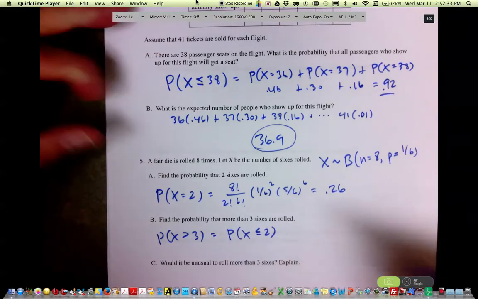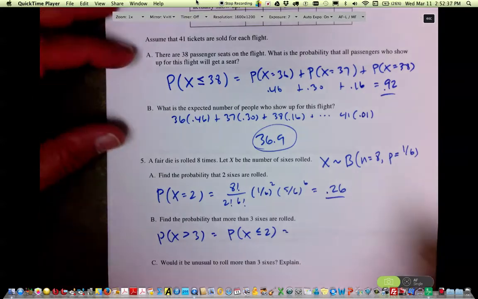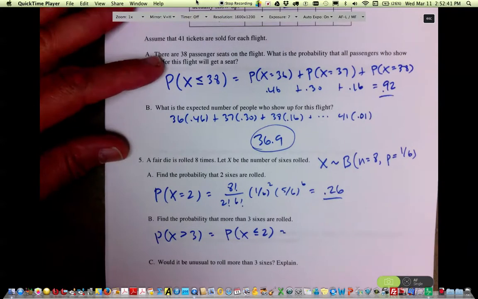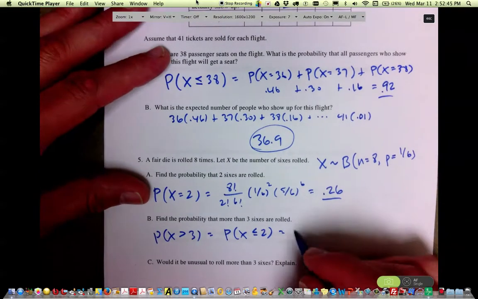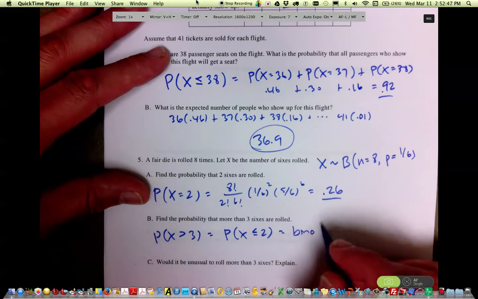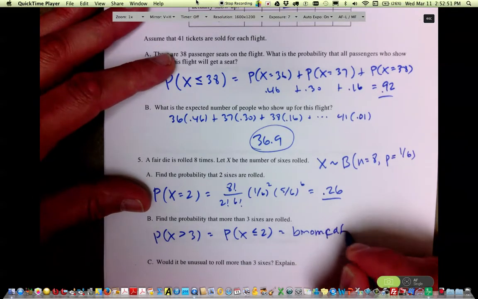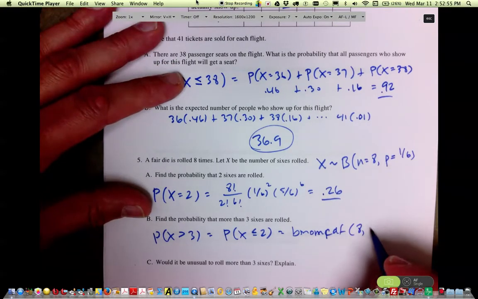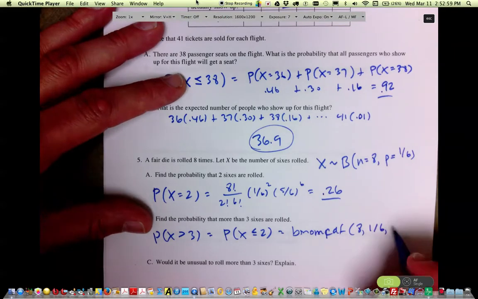All right, there's 2 ways that I could do this. One is I find the probability of exactly 2. I could also add the probability of none plus the probability of 1, and that would give me the total answer. All right, but I want to show this one on the calculator. So this is going to be a binomial CDF. The number of trials is 8. Probability of a success is 1 out of 6. And I want to go up to and including 2.